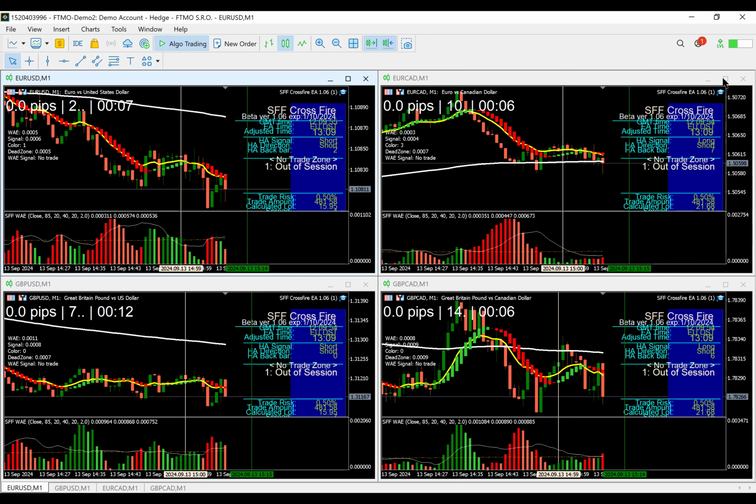So basically, all 4 are set up in exactly the same way. I'm going to go through what everything means on the screen. As you can see, it says no trade zone out of session. That's because we can't take any trades until 1:15. So that green line there indicates 1:15. This is the 1 o'clock vertical line.